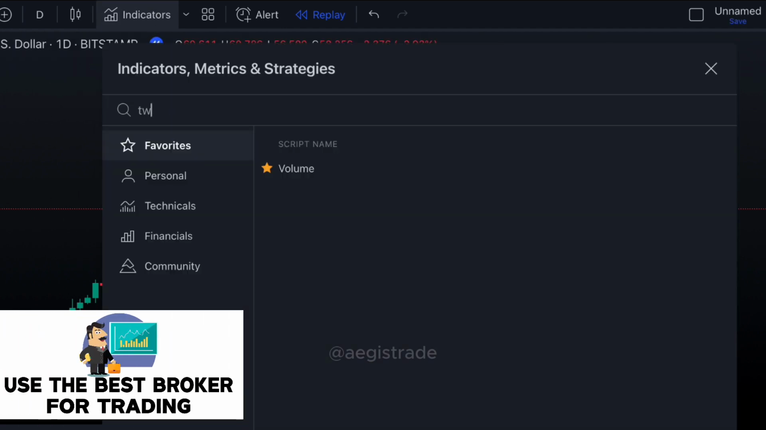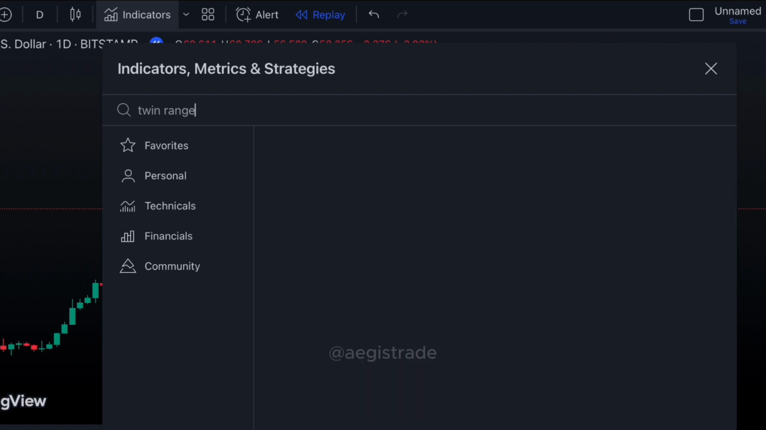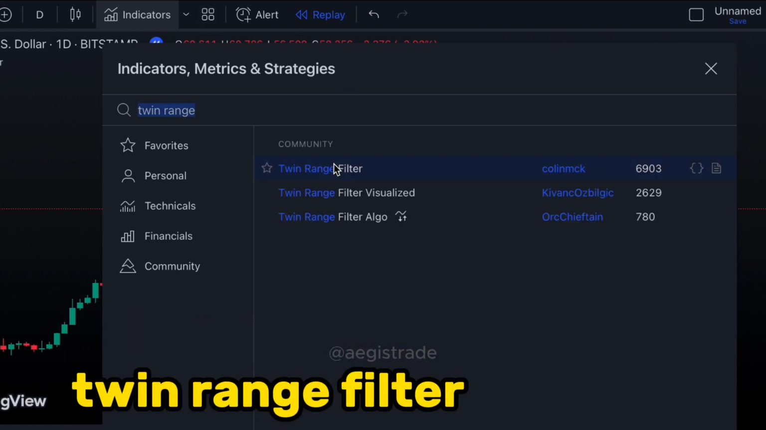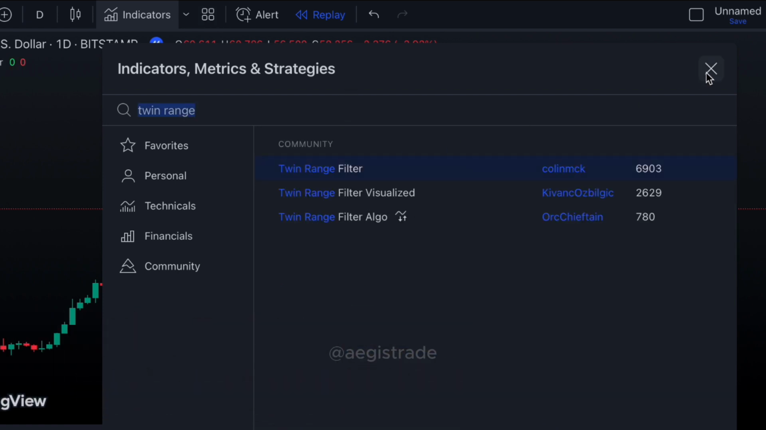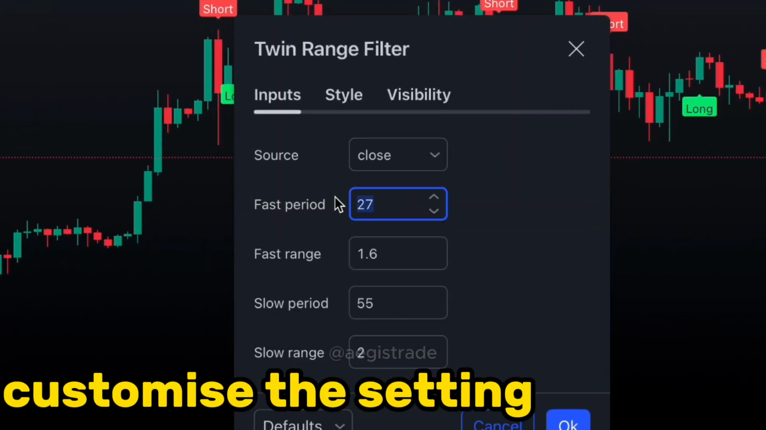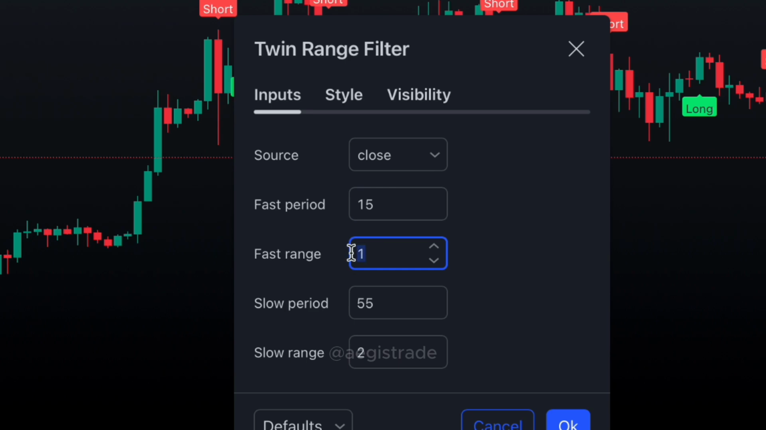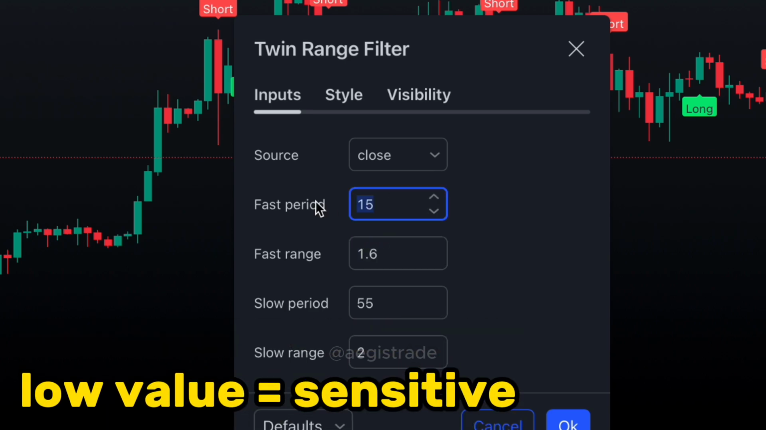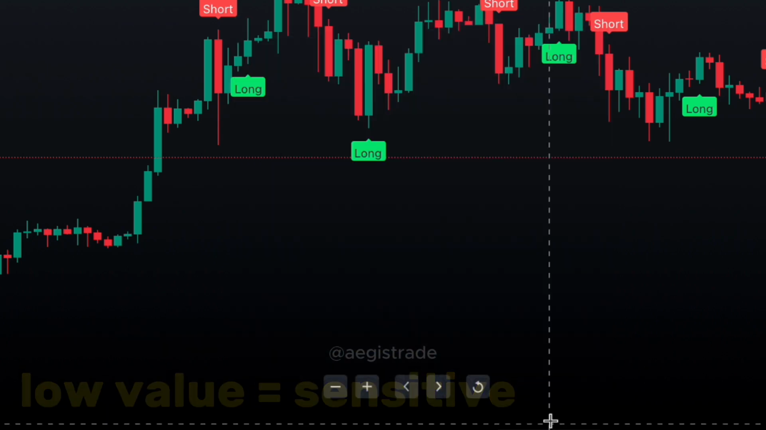Let's start. First of all, open up the indicator in the Indicator tab. The indicator is Twin Range Filter. Next, you can customize the setting based on your trading strategy. If you are trading a shorter time frame, you can lower the value length to get the indicator to provide a more sensitive signal.